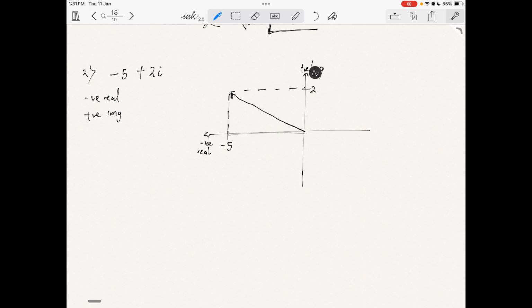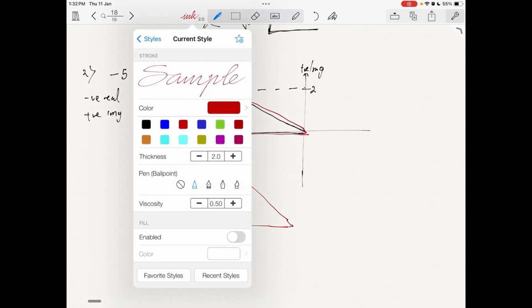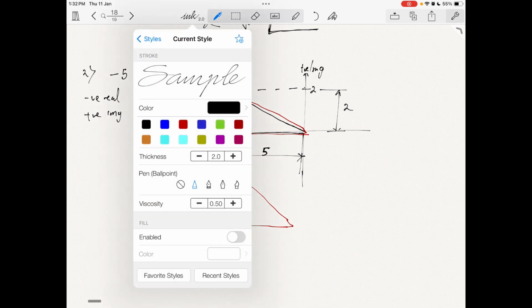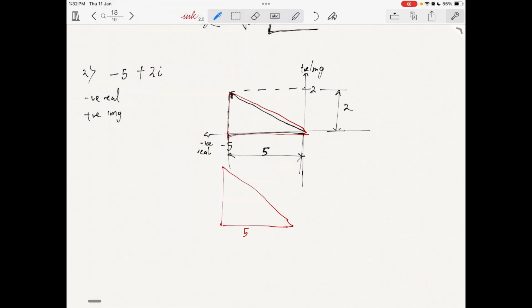Having that established, we can draw out our triangle and we can repeat it here. The distance from here to here is 2, the height is 2, and the base is 5, not negative 5, 5. So in essence, we can call this 5 and we can call this 2 with angle theta.